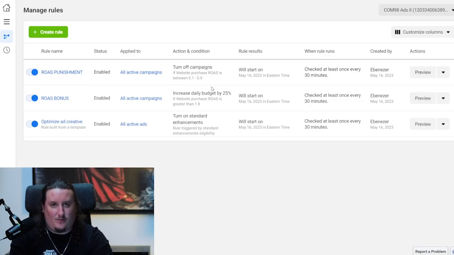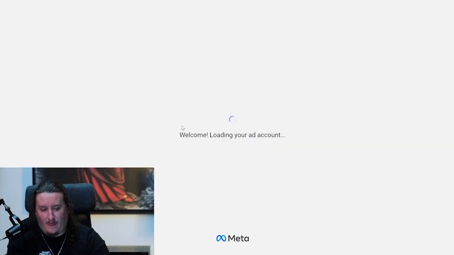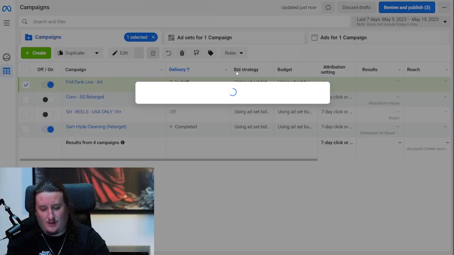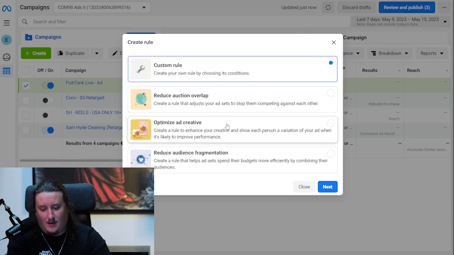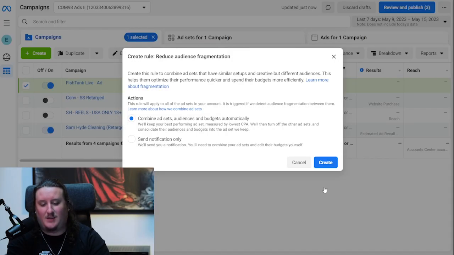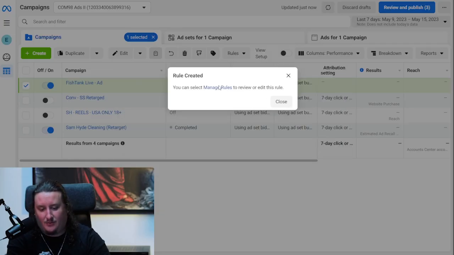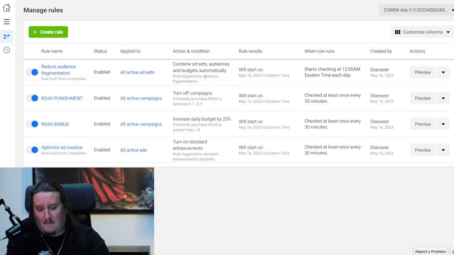Now, these are manual rule sets. This was an automatic rule set from one of the templates. Okay, so let's go back to the rules, and I'll show you one of the template ones. So we're going to go to rules, create a new rule, optimize ads. So we're going to reduce audience fragmentation, and we're going to see in detail what that does when we manage rules. Combine ad sets, audiences, and budgets automatically.